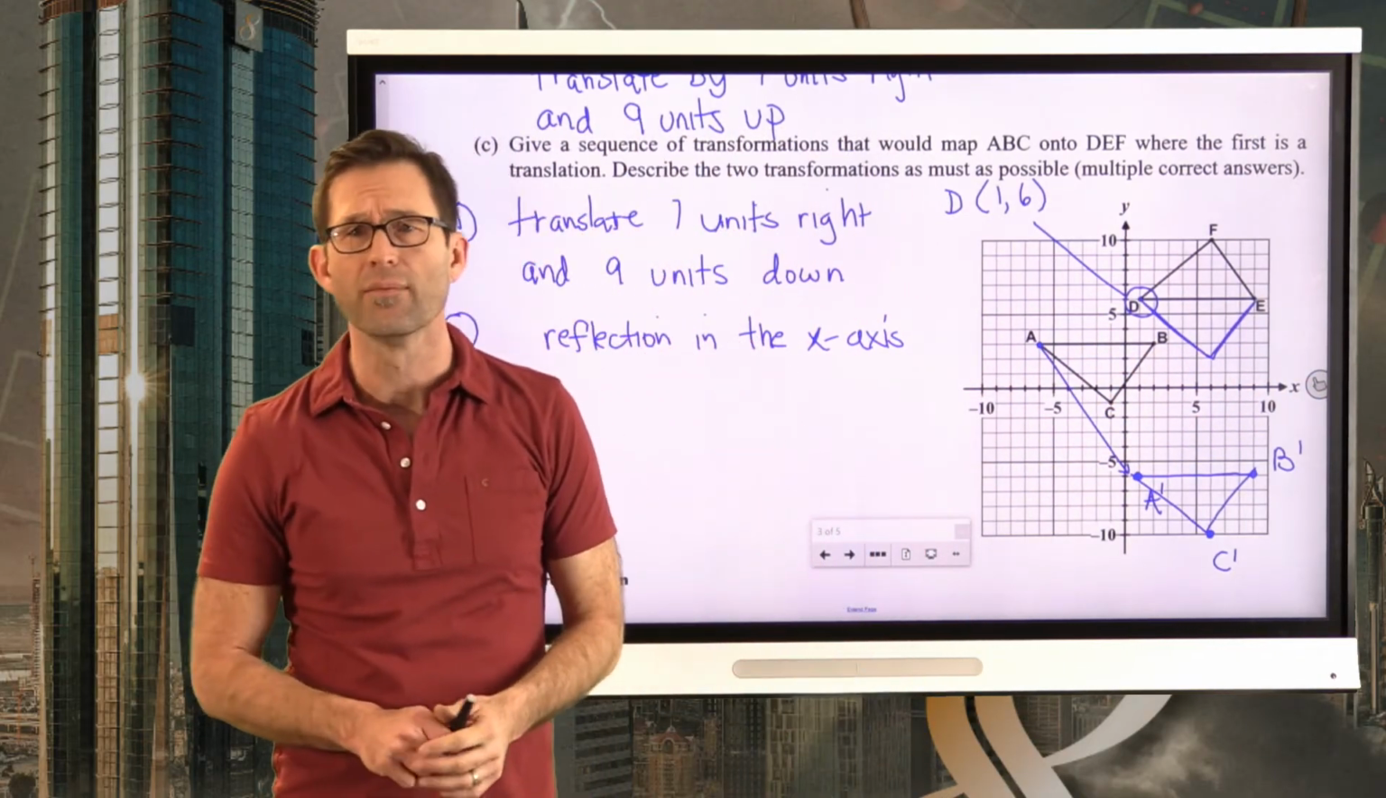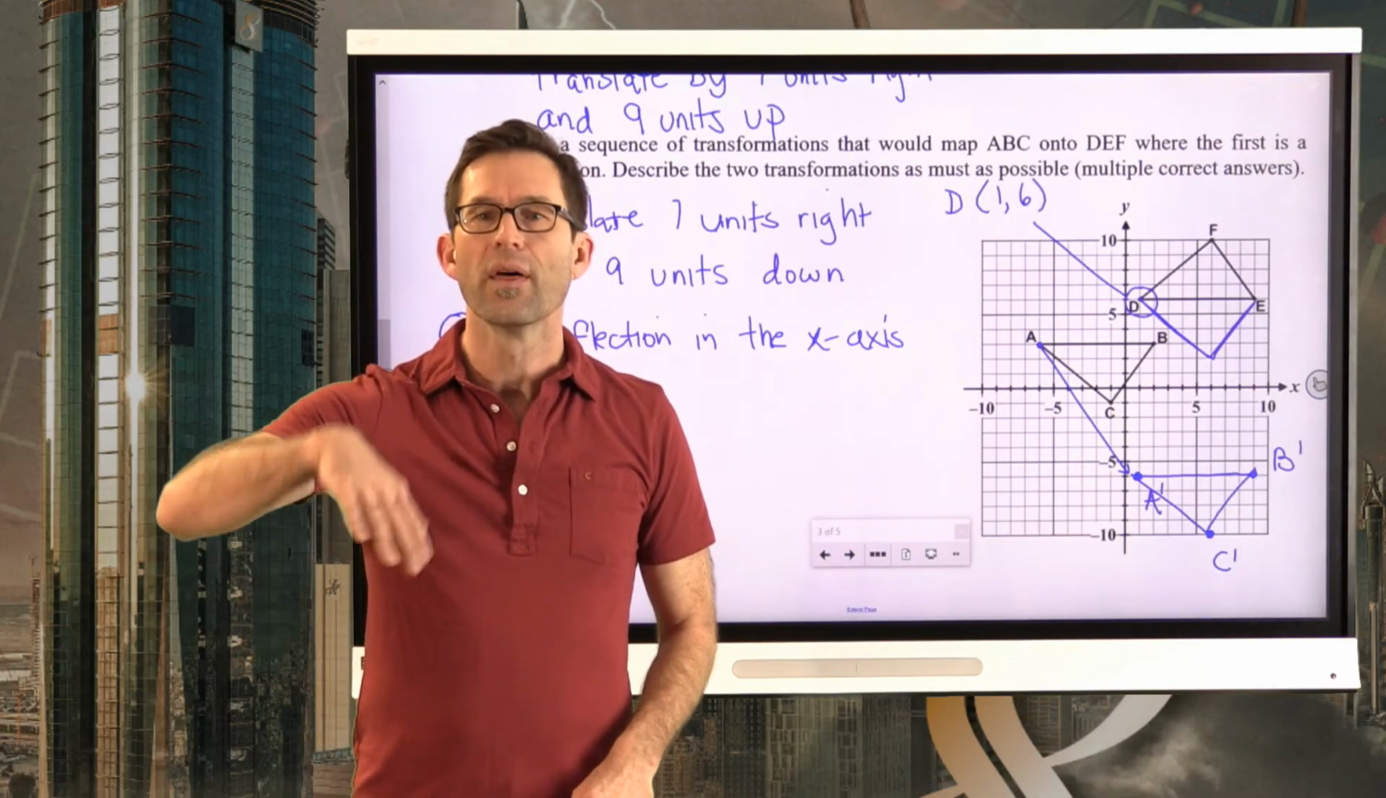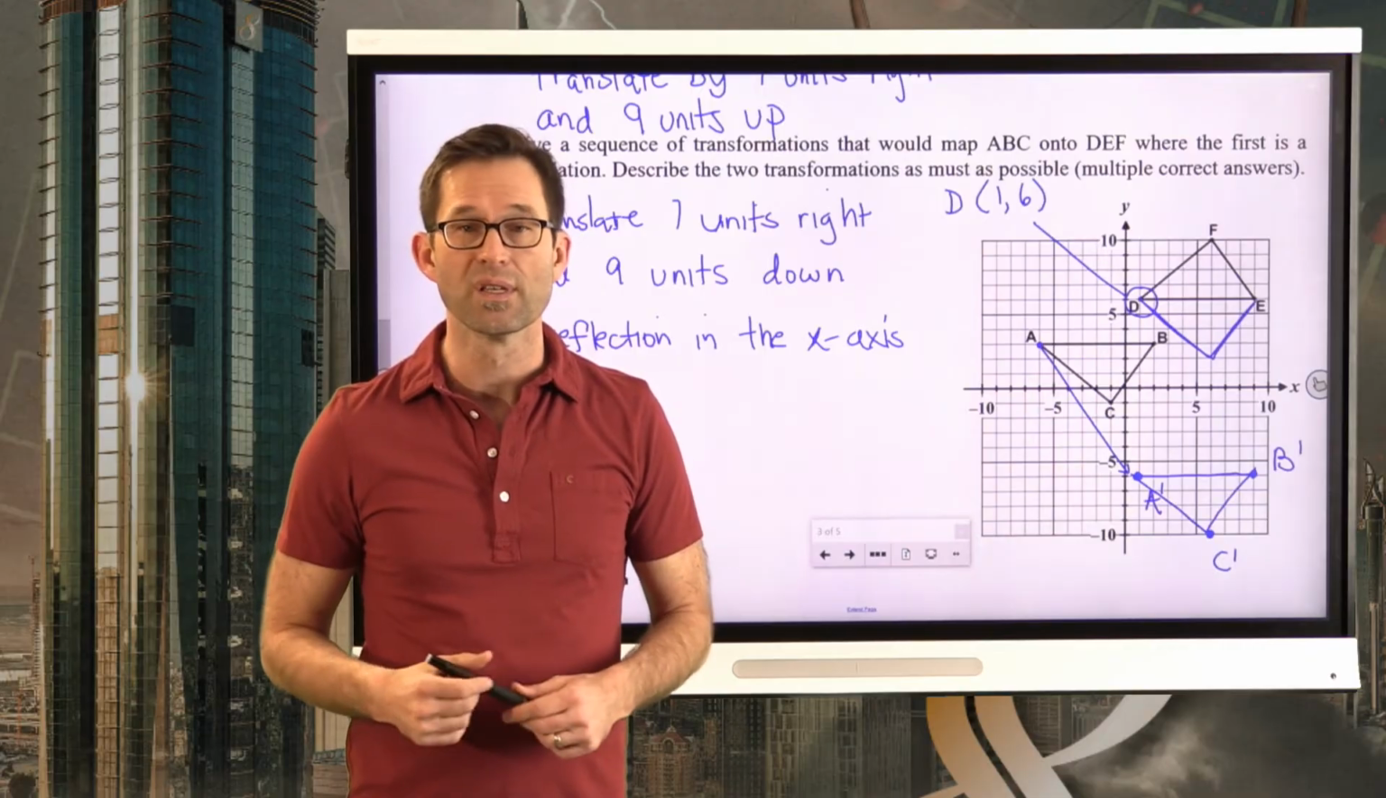I could do that. I could say, okay, so first thing I'm going to do is translate 7 units to the right and 3 units up, and then I'm going to reflect across the line y equals 6.